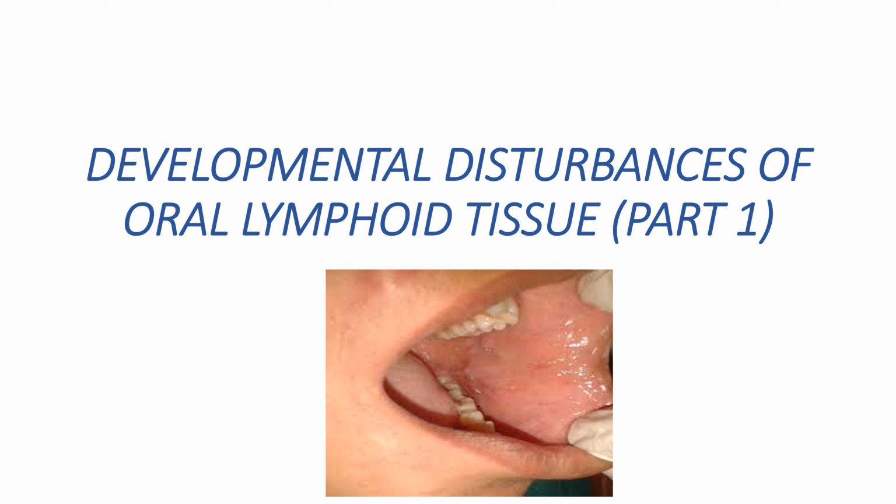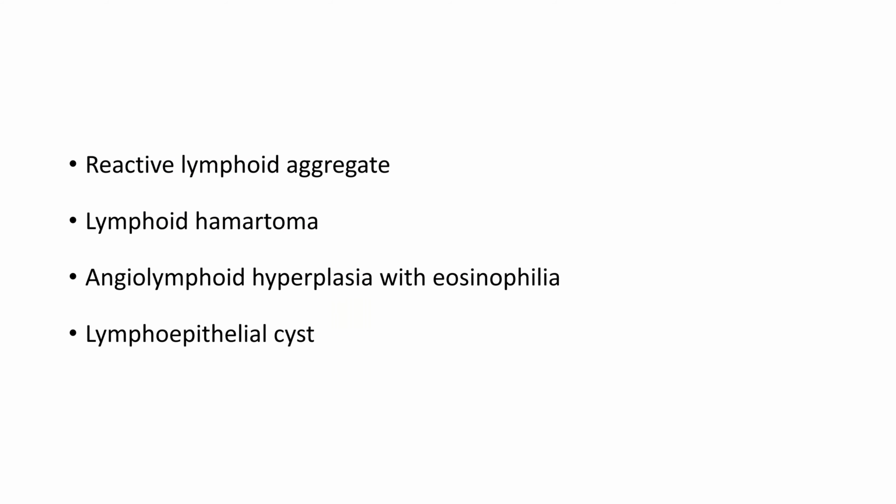Hello everyone. The next developmental disturbance of oral and paraoral structures is oral lymphoid tissue. In the developmental disturbances of oral lymphoid tissue, there are some lesions like reactive lymphoid aggregate, lymphoid hamartoma, angiolymphoid hyperplasia with eosinophilia, and lymphoepithelial cyst. In this video, I will discuss reactive lymphoid aggregate and lymphoid hamartoma.